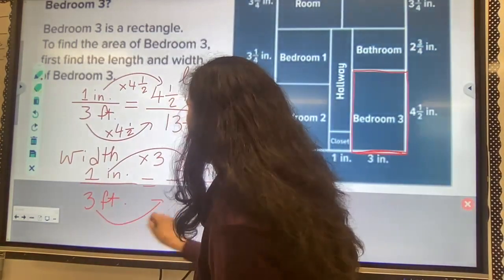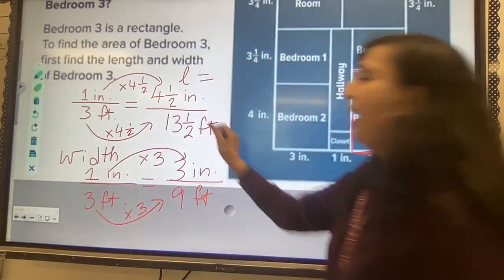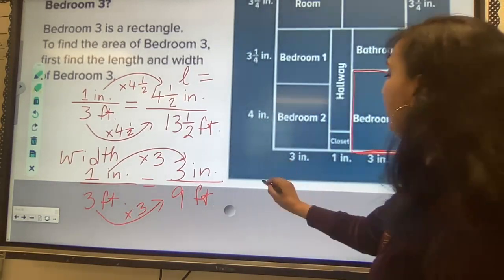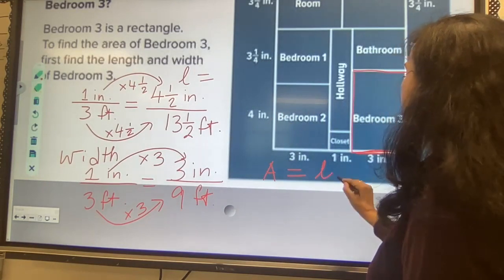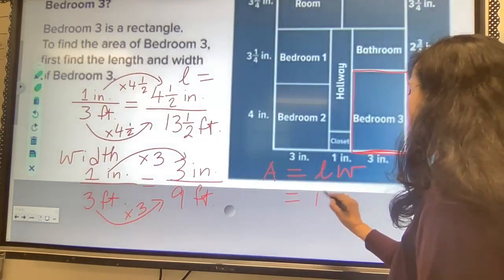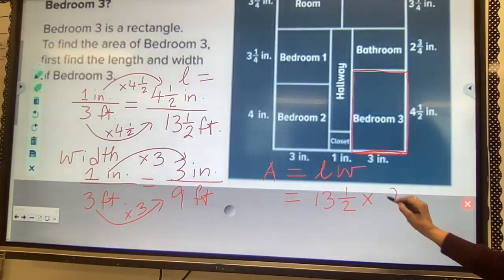So times 3 and I get 9 feet. So now I have the actual measurements of the length and the width. And to find the area is length times width, which is, what was my length? I got 13 and 1/2 times the width, which is 9.